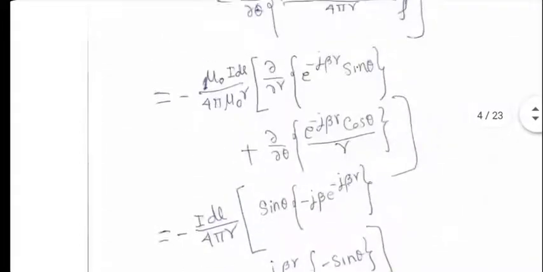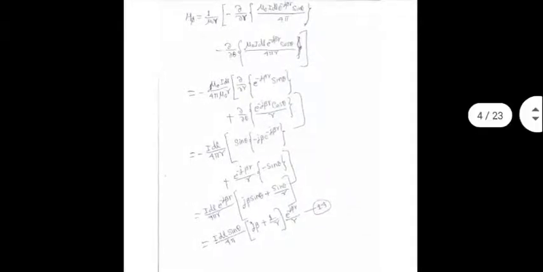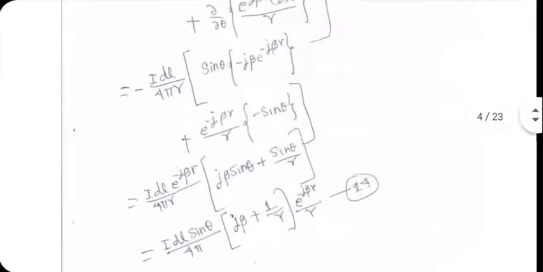So the result for H phi is I dl sine theta divided by 4 pi, the entire thing multiplied by j beta plus 1 upon r. And of course, then you have e to the power minus j beta r divided by r. This is the formula for H phi for a Hertzian dipole. Thank God, at least this component preferred not to be zero. Okay, so that's the second step.